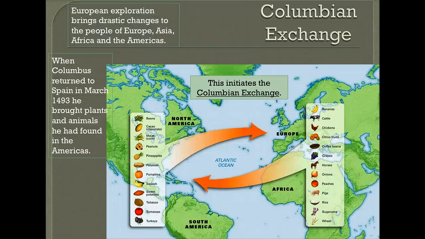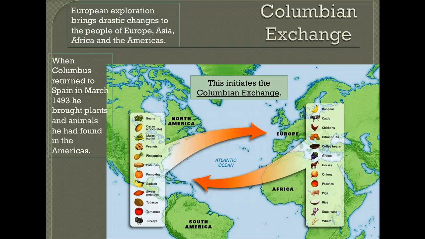And it's not only plants and animals that are going to be moving. We now see different goods. Goods are coming from Europe, headed to the Americas that people have never seen before. Same thing with the Americas to Europe and Africa. And so it's truly helping expand and create a world trade network.